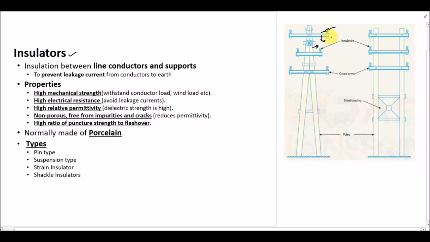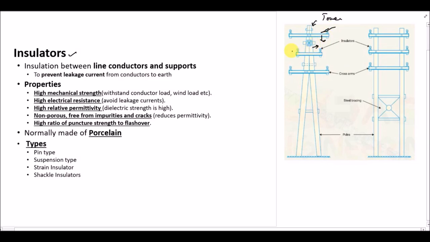And why do we have insulators placed? Because we want to prevent the leakage current that passes through the conductor to the earth. This tower is actually grounded. So the conductor is placed over the insulator, which provides a high resistance path for the leakage current. These insulators provide clearance between the grounded tower and the conductor.